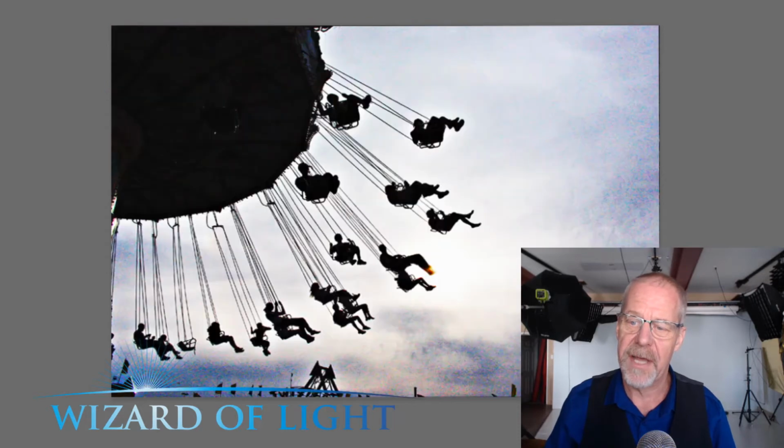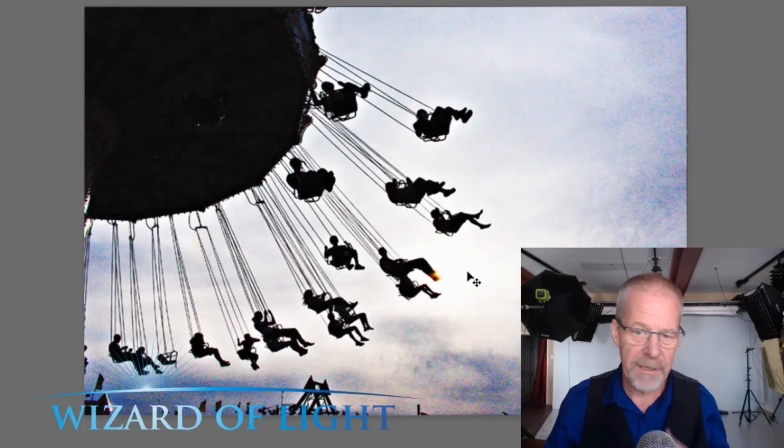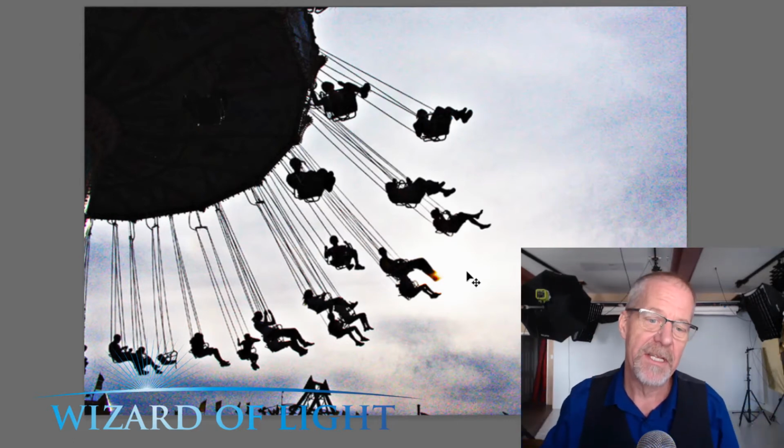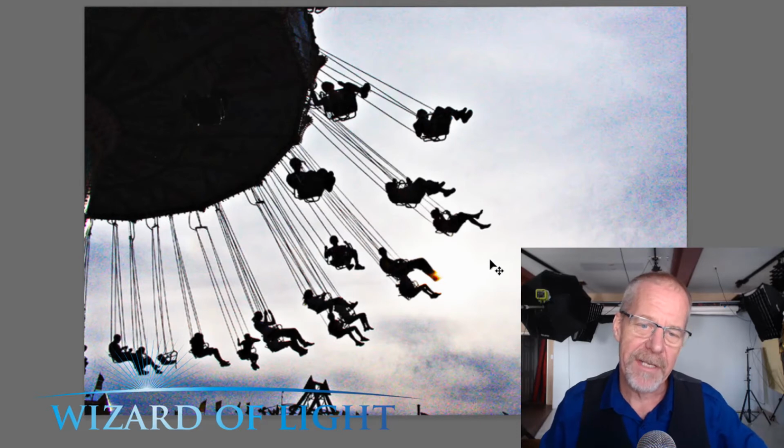Let me give you another example right here. Snapshot I took years ago down at the C&E. I just thought this was kind of cool. These people were going around on this spinny thing, and the sky was kind of bright, so I photographed that. And as mentioned earlier, you can see that there's no detail in the people. It's complete blackness.